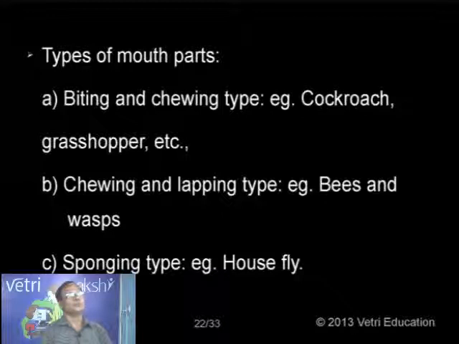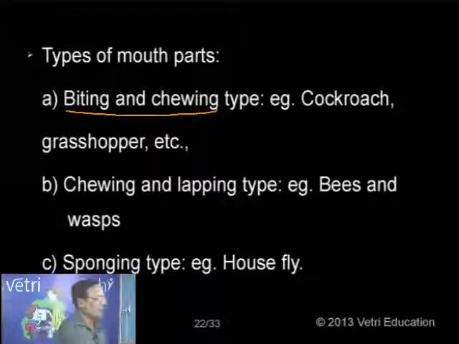Now in the case of cockroach or grasshopper, we have the biting and chewing type. This is a type of mouthparts. In the case of bees and wasps, they are chewing and lapping type, licking type.